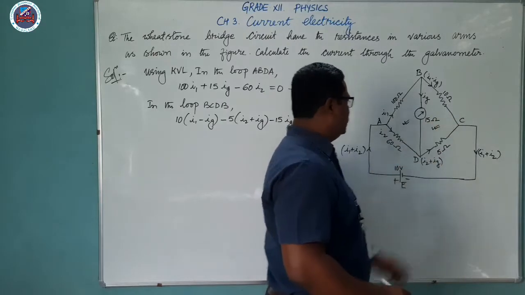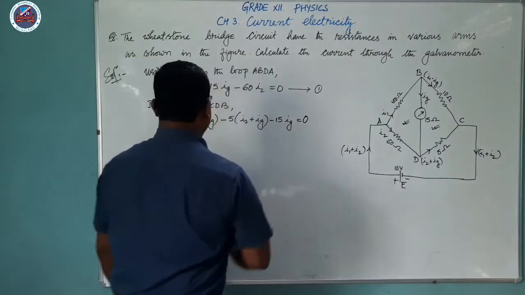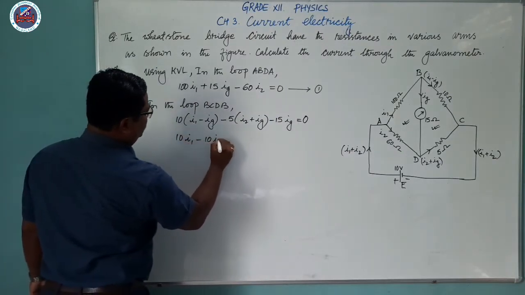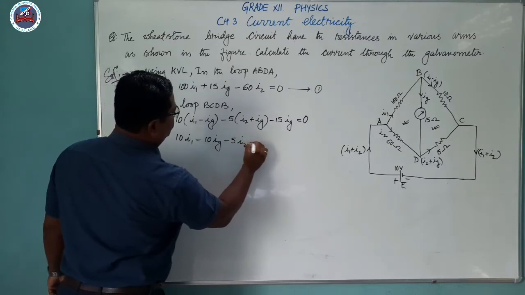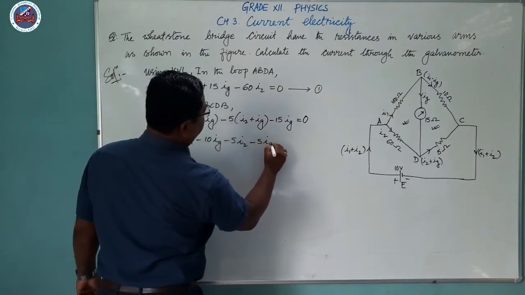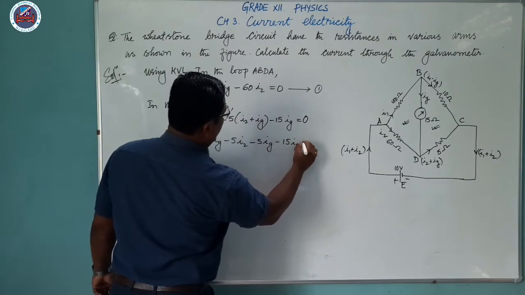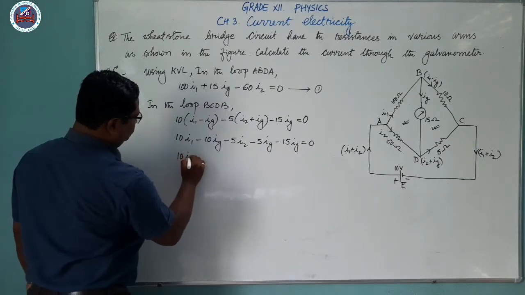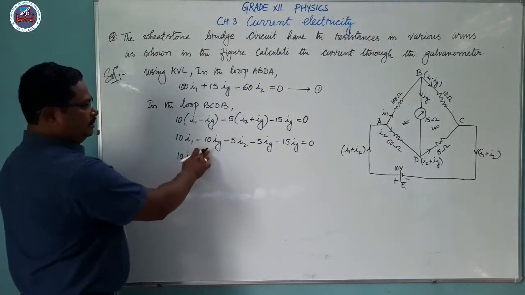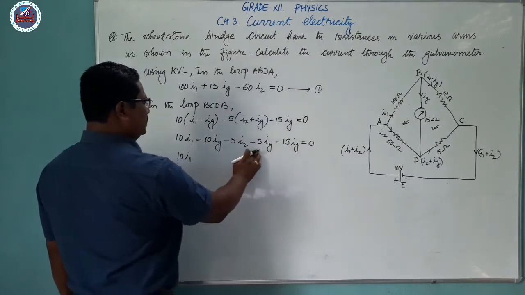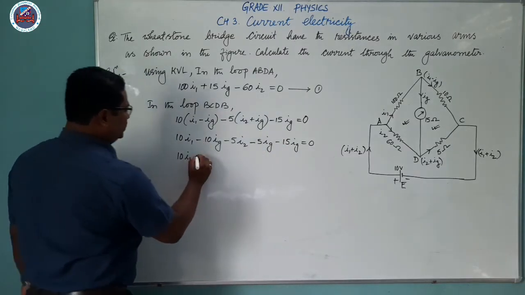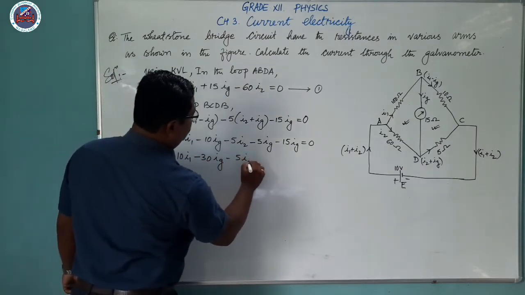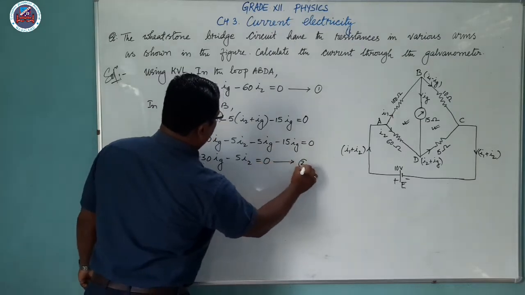Here also it is 0. There is no EMF, so I am writing here as 0. Let us open the bracket. 10 I1 minus 10 Ig minus 5 I2 minus 5 Ig minus 15 Ig is equal to 0. So here 10 I1, there is only one I1. Then Ig you have 1, 2, 3: minus 15 minus 5 is minus 20, minus 20 minus 10 is minus 30 Ig. Then minus 5 I2 is equal to 0. Let us mark this equation number 2.